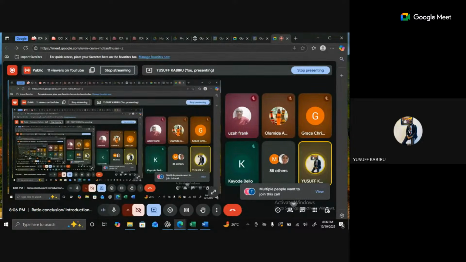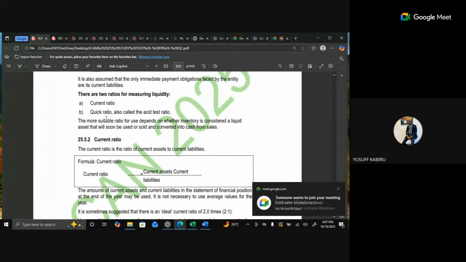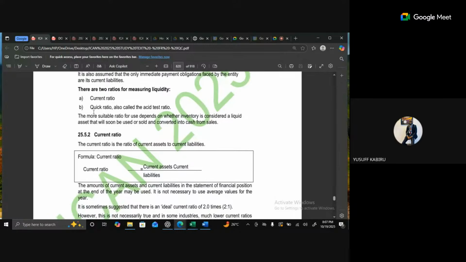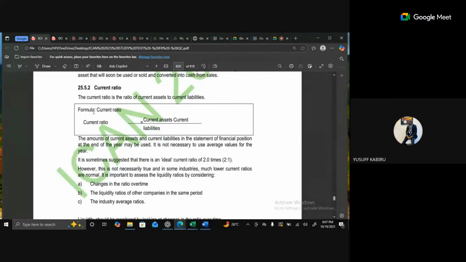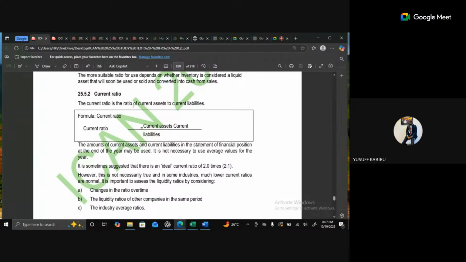Let's move on. We have a lot to cover tonight. So this shows the liquidity ratios: the current ratio and the quick ratio. When we talk about the current ratio, you're just looking at your current assets over your current liability. The current ratio is the ratio of current asset to current liability. You're just looking at those short-term assets and liabilities. That's just what you are trying to look at.